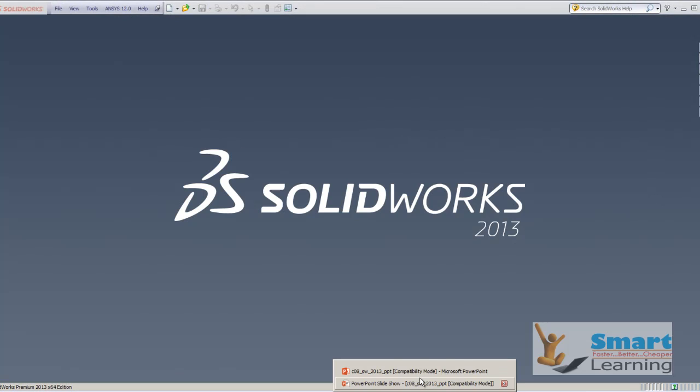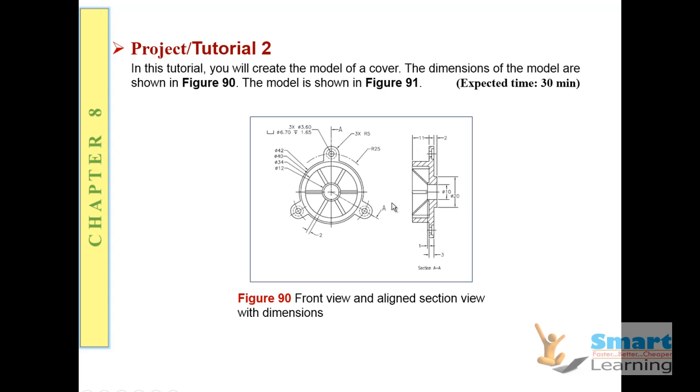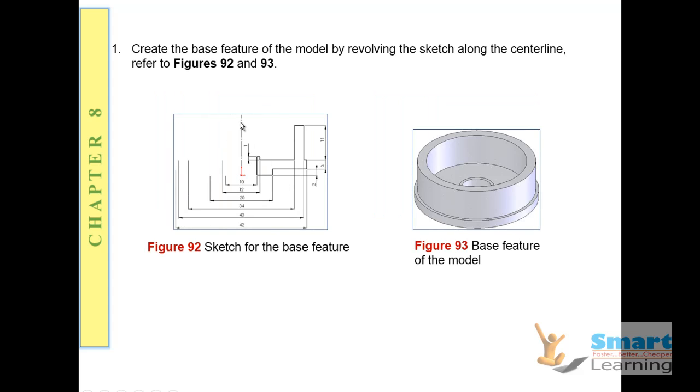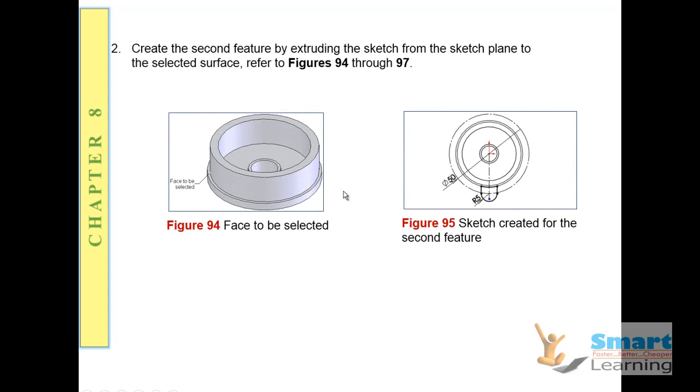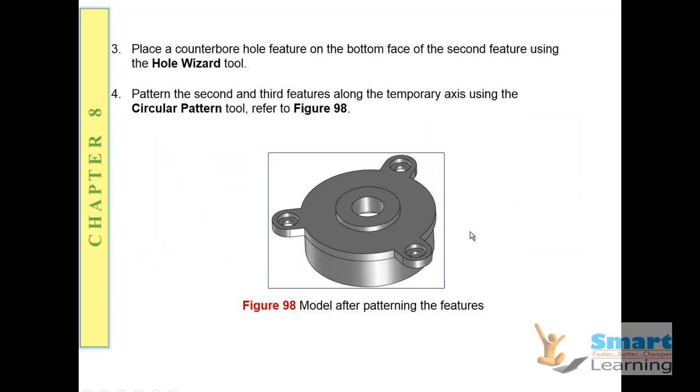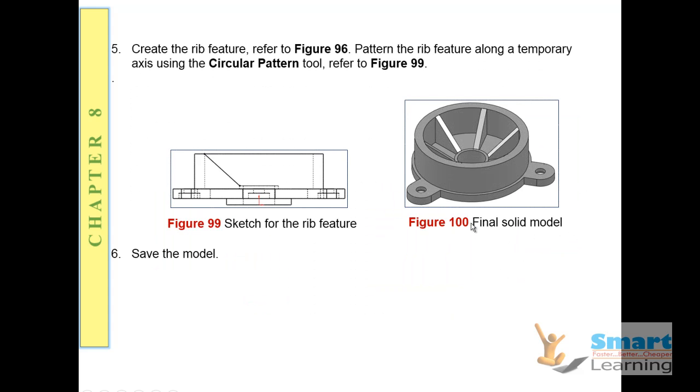Next we'll look at the second project where we are going to create by seeing this particular drawing. So first of all, you have to create the revolve center profile, and then you have to revolve it. Then you have to create this particular bracket which you have to attach, and you have to extrude this. Then you have to go for the pattern. After creating the pattern, you have to select the ribs and add the pattern again.